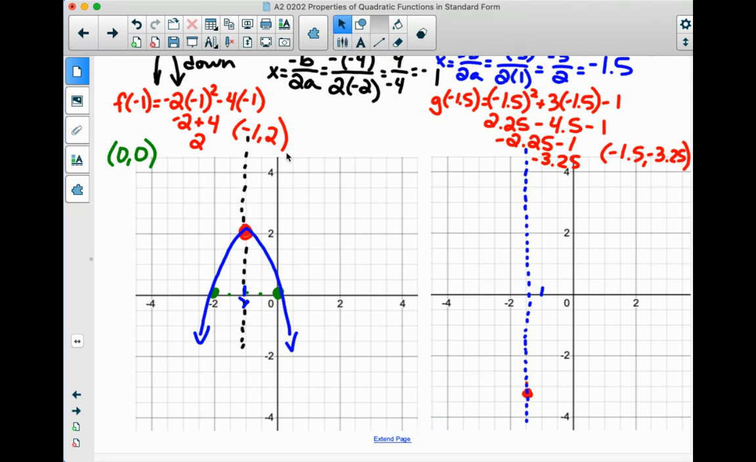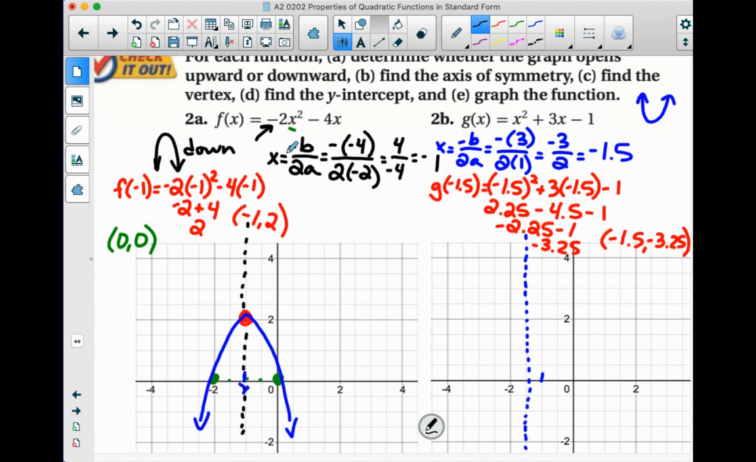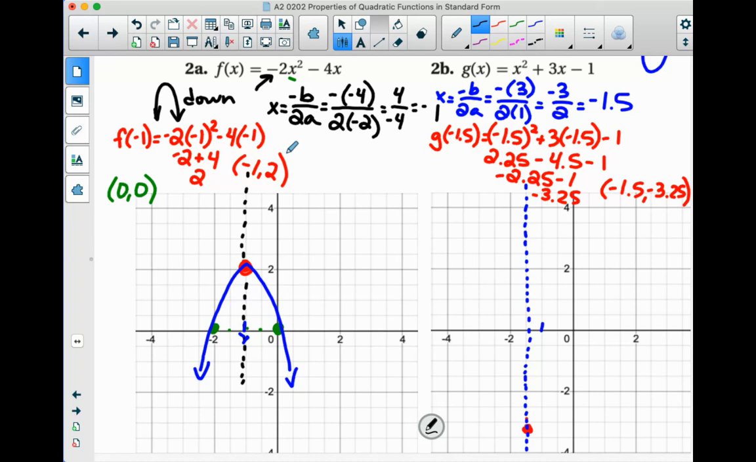But we need some other points. So it says use the y-intercept, which the y-intercept in this case is negative 1. So we're going to have a point at 0, negative 1, which is right there. That is 3 spaces away from the axis of symmetry. So we can go 3 the opposite way. And there we go.